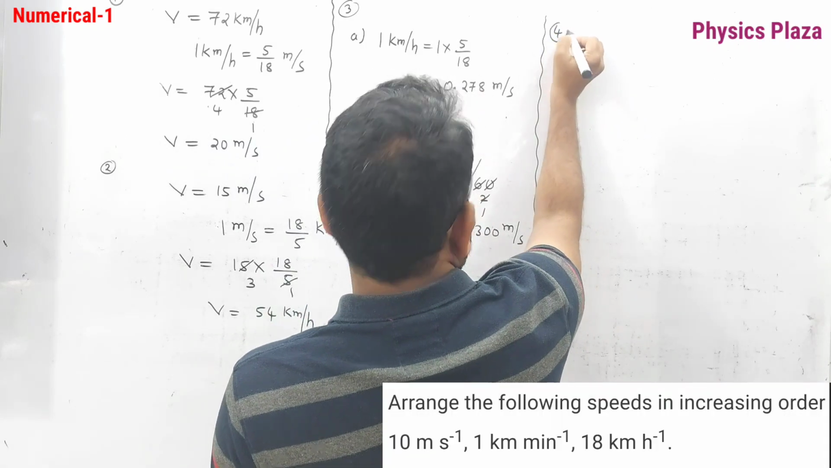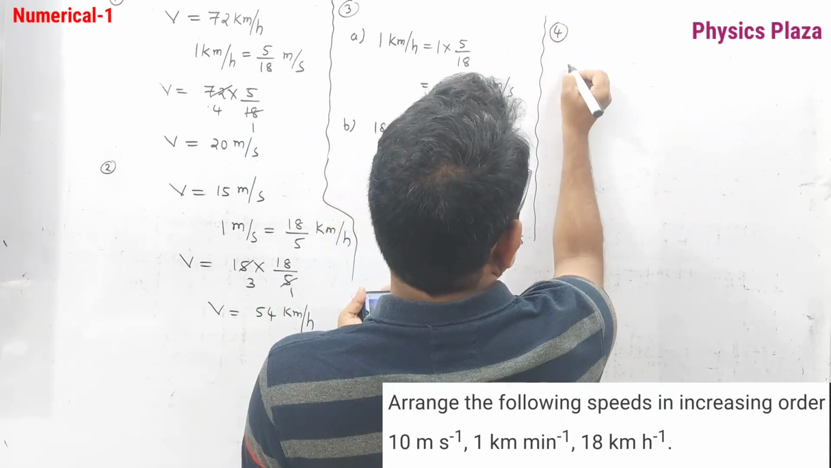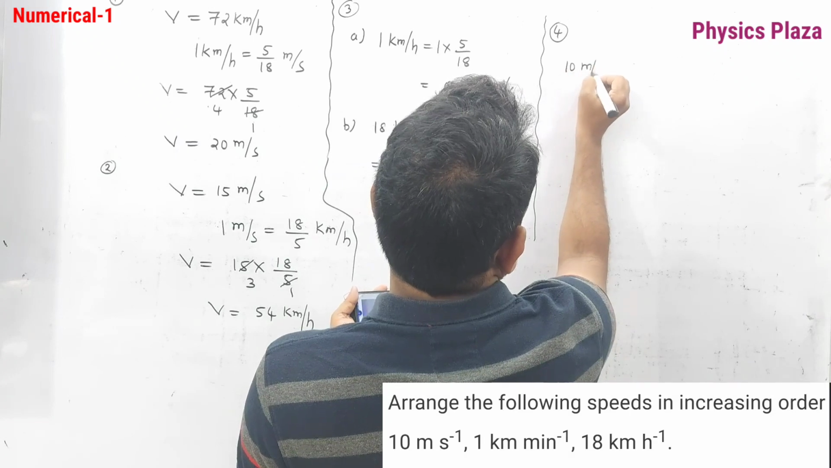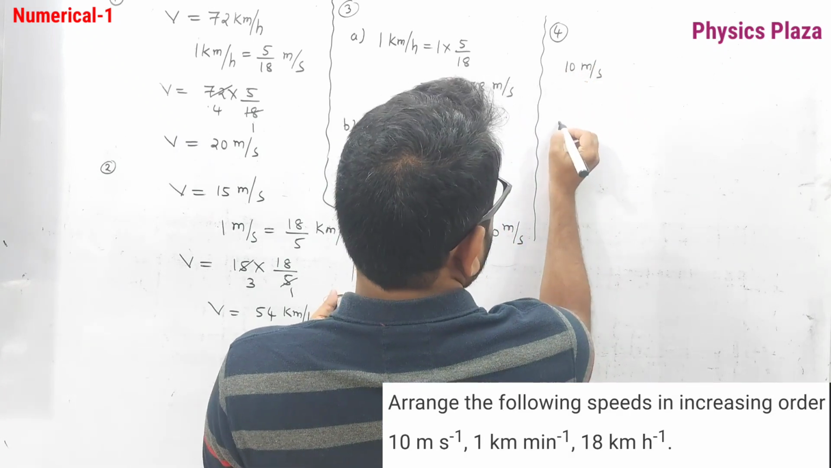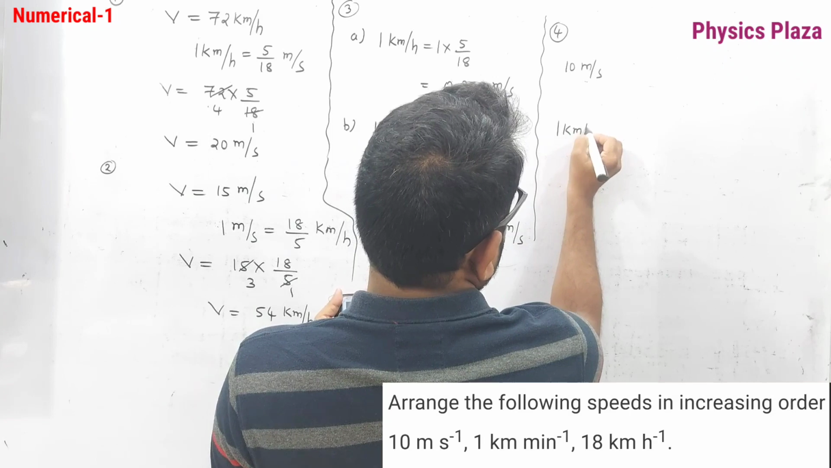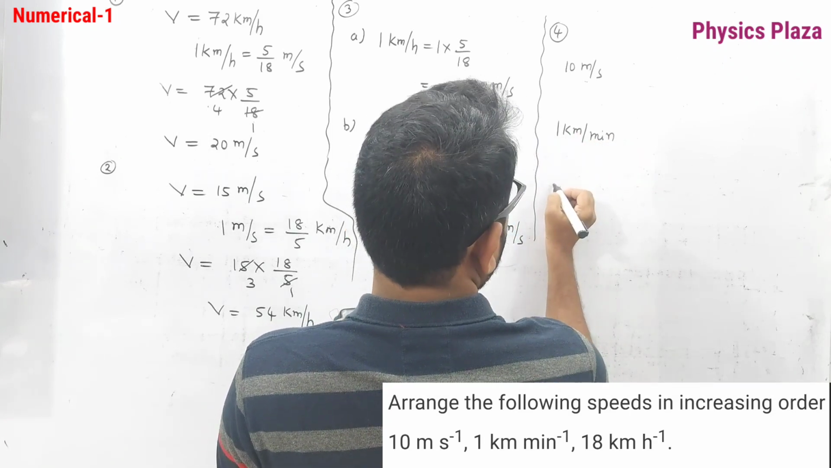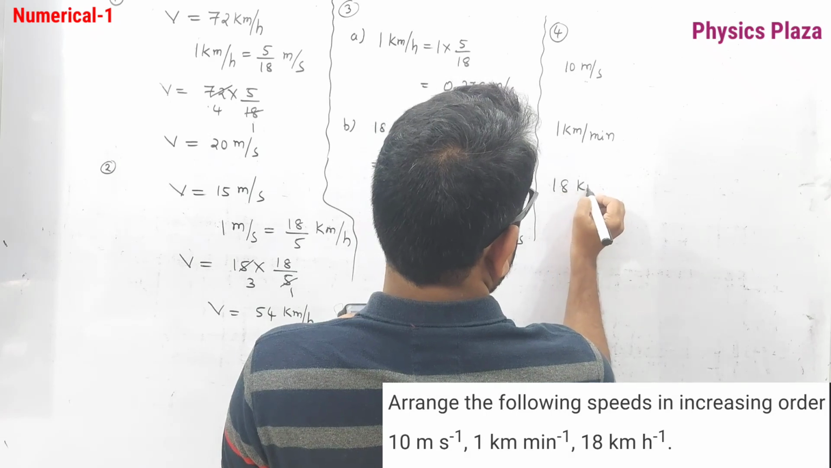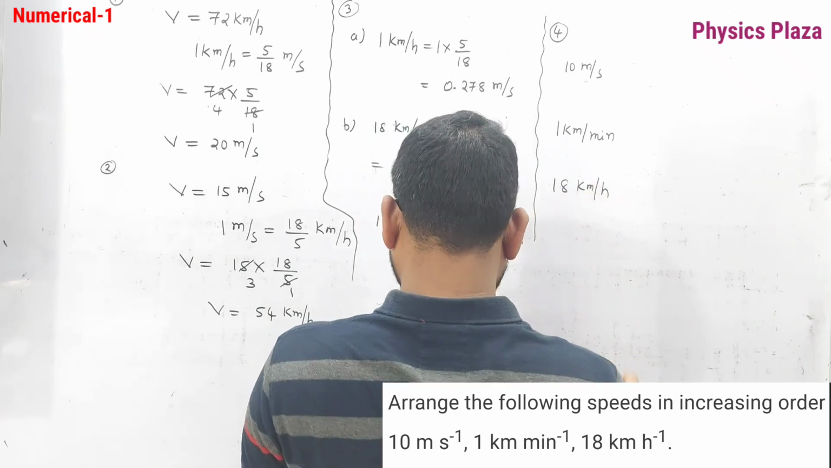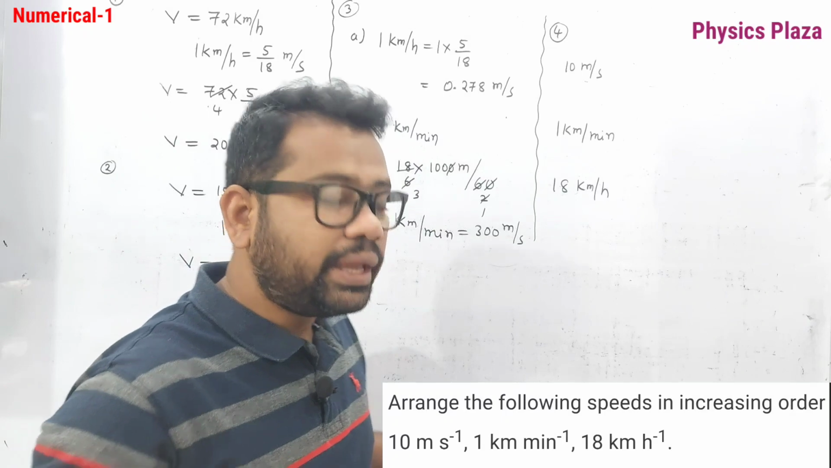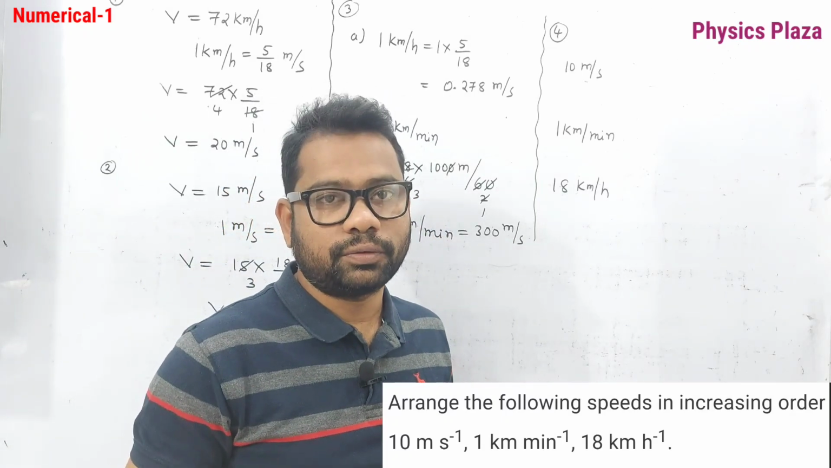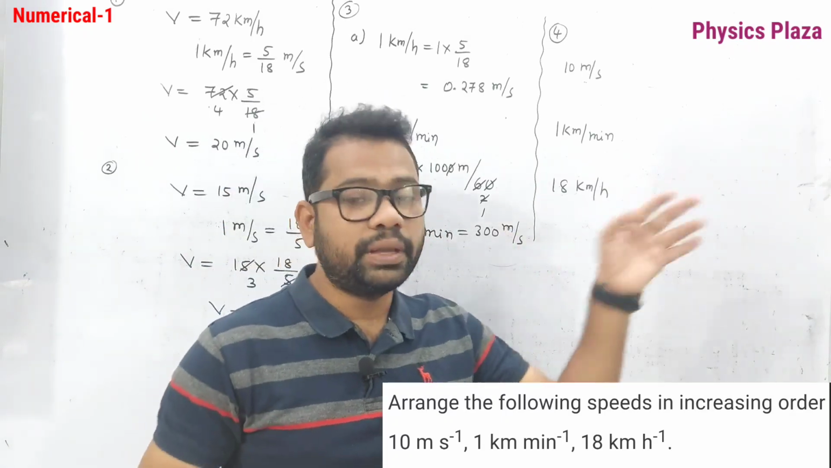So fourth question. It is given 10 meter per second, first one. Second one, 1 kilometer per minute is given. Third one is 18 kilometer per hour. Now they are asking us to arrange in increasing order, ascending order. I mean small value to big value.